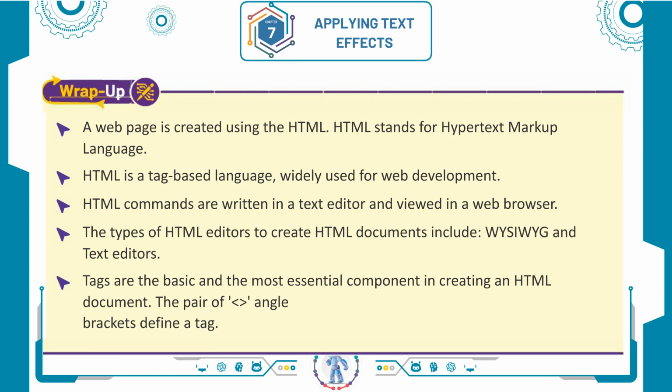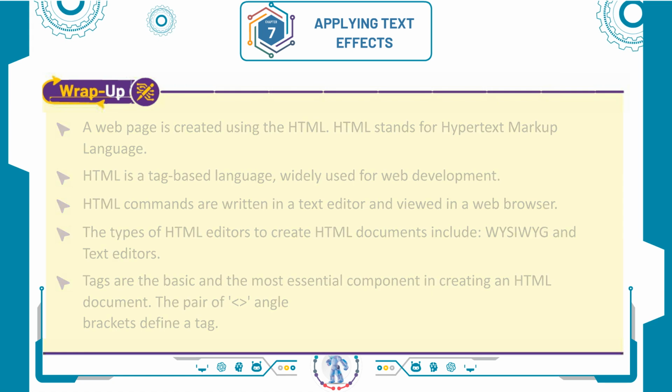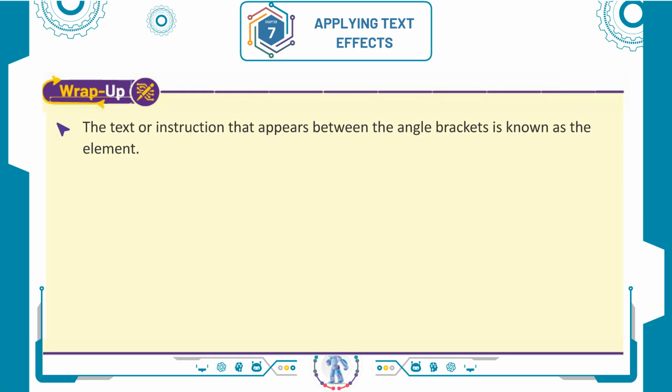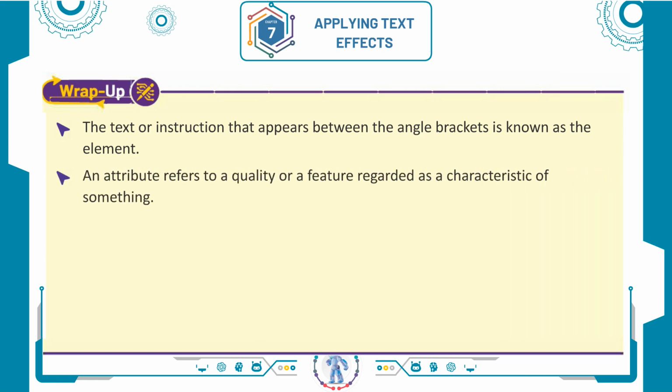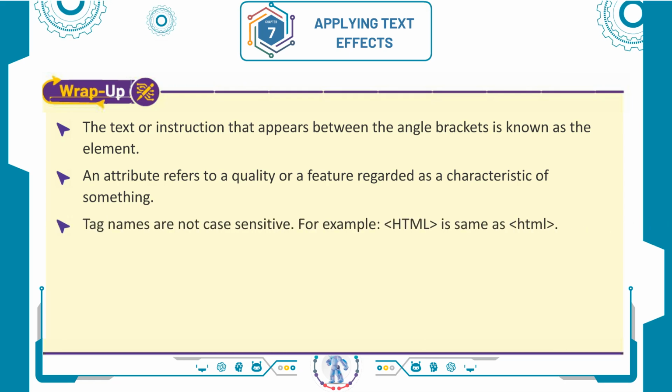The pair of angle brackets define a tag. The text or instruction that appears between the angle brackets is known as the element. An attribute refers to a quality or a feature regarded as a characteristic of something. Tag names are not case sensitive. For example, HTML is same as html.